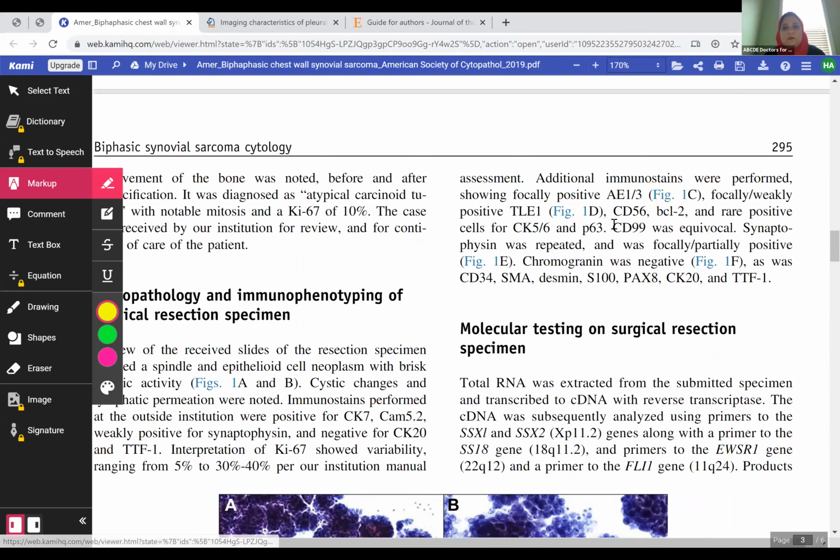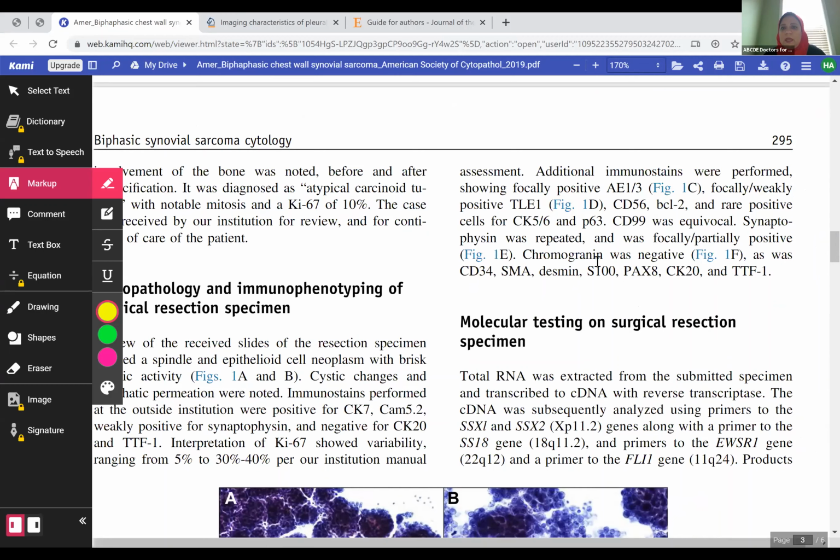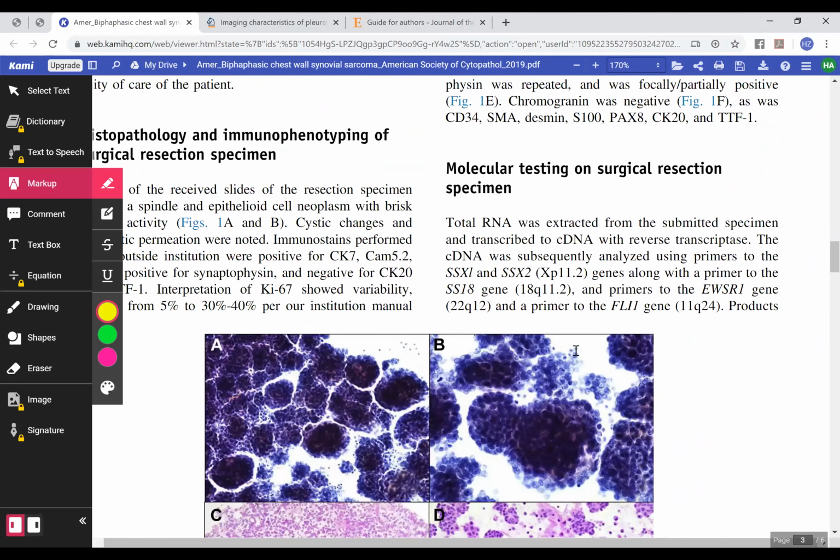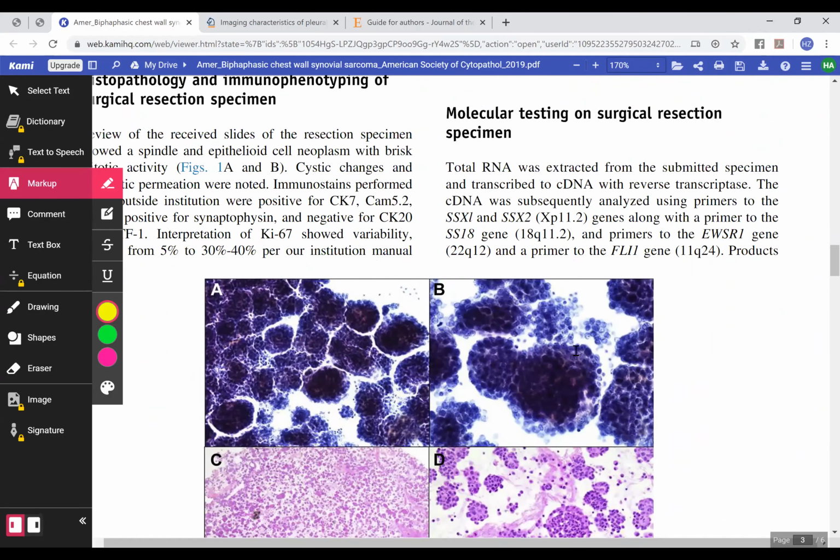The cytokeratin, and again, synaptophysin was partially positive. Chromogranin was negative, okay? And then we did a whole bunch of other stuff, which were all negative. Obviously, I'm not going to put all of those pictures because they're all negative. Molecular testing is the next part. And so that was done with total RNA.